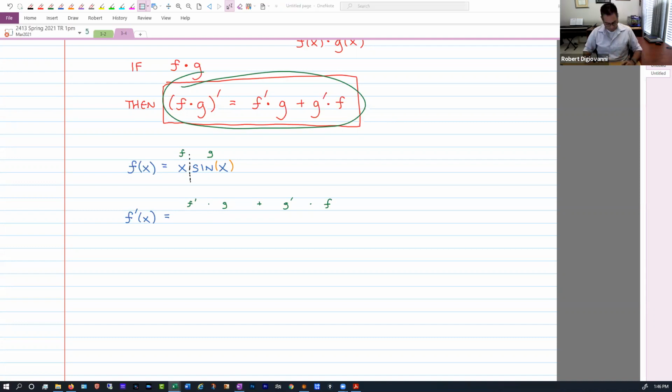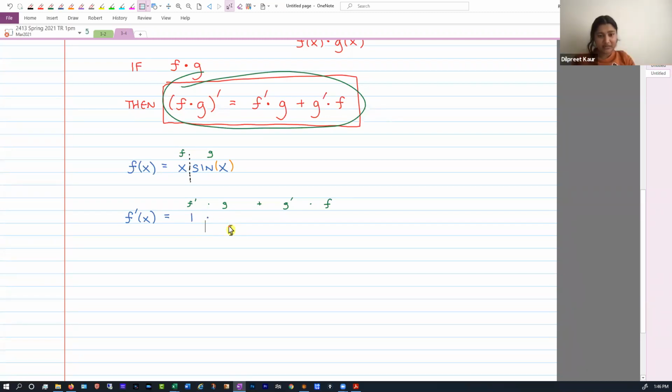Dilpreet, you're up. It's going to be 1. Okay, so now Dilpreet's following the formula. It's going to be 1. That's the derivative of f, which is the derivative of x, which is 1. Go ahead, times... it's going to be sine of x. Why didn't you take the derivative of sine of x? Because it didn't say to in the formula. That's right. The formula said don't take the derivative of g. Not yet. Now keep going.